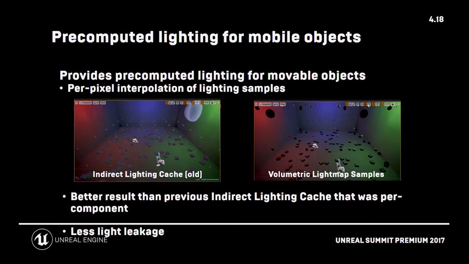But the advantage of the volumetric lighting samples is because we can read this data on the GPU, we can light it per pixel. So the cubes on the floor are instance geometry, which means they are all rendered in a single draw call.